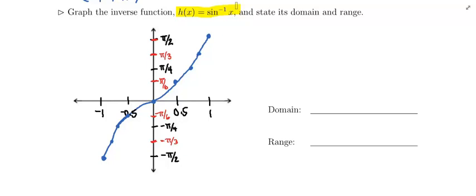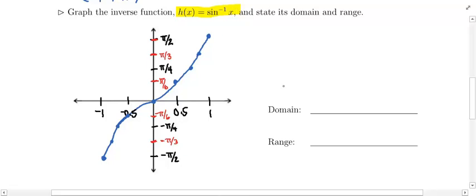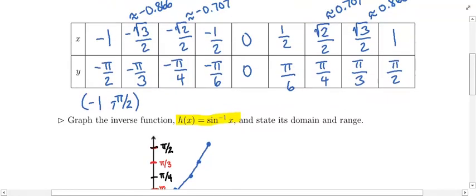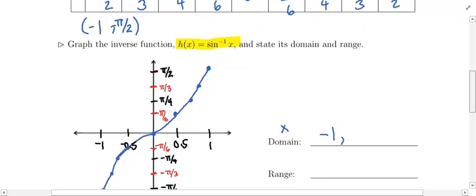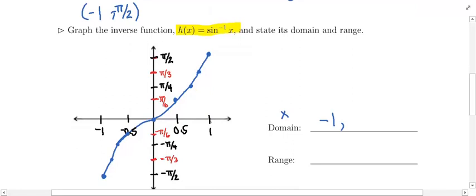So we can go ahead and write down the domain of this function. The domain is going to be what x values this graph exists between. Well, the leftmost x value is going to be -1, and that point is included because an input of -1 gives you an output of negative pi over 2. And then the rightmost, the biggest x value that this graph covers, is +1.